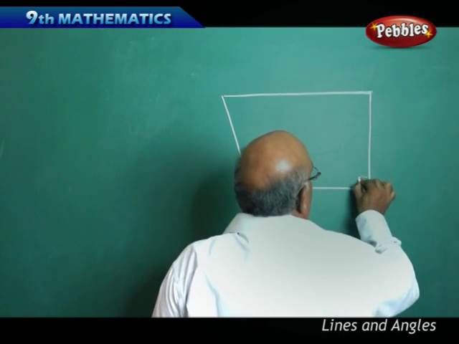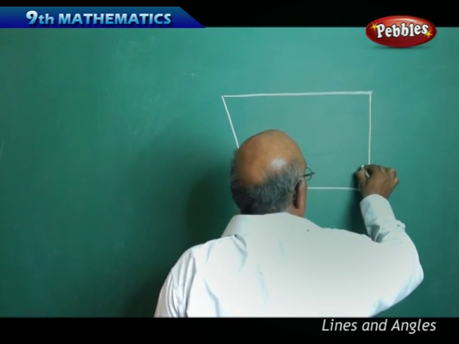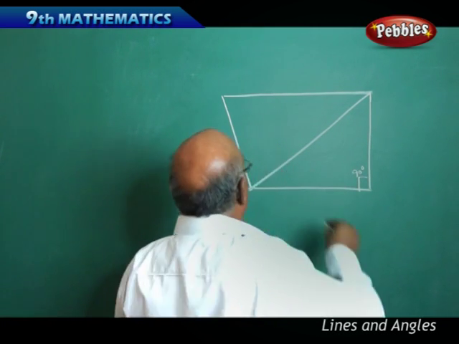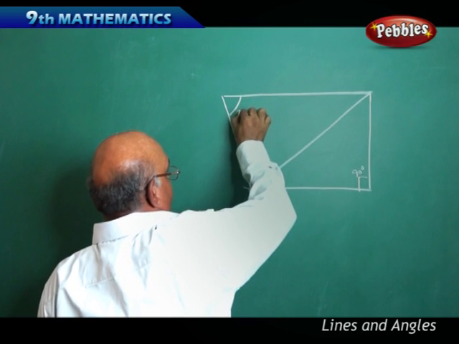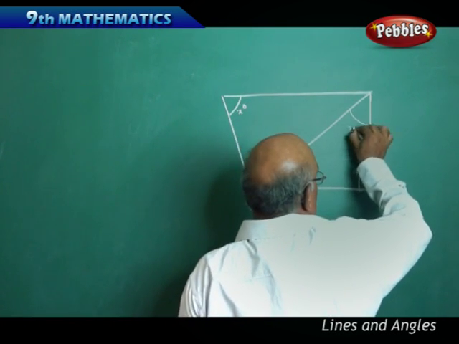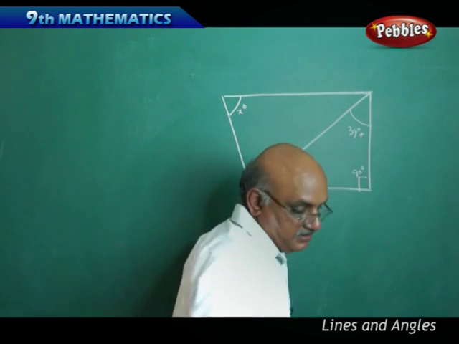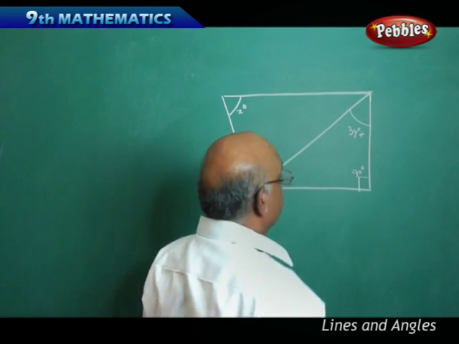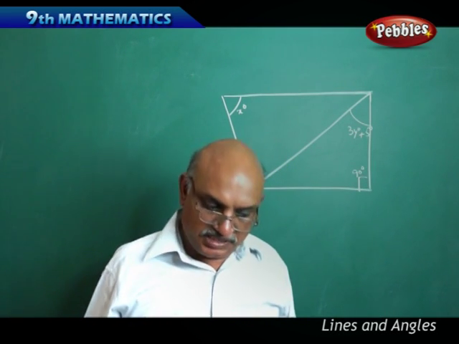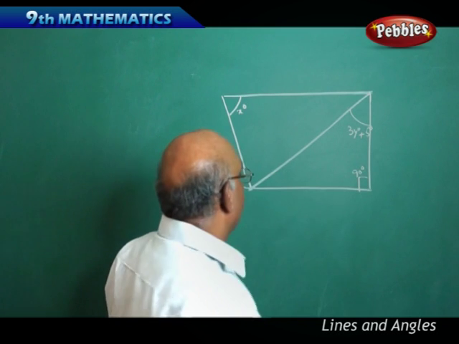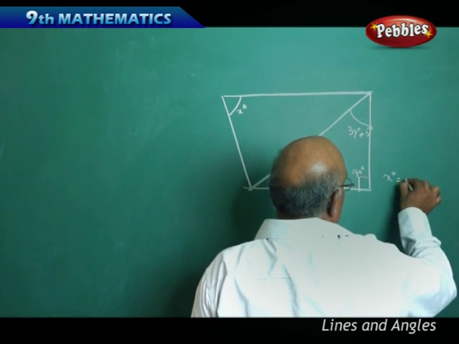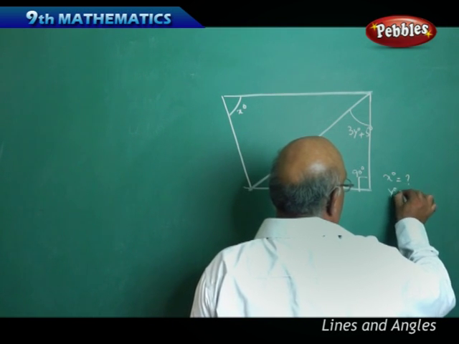This angle is equal to 90 degrees, and then this angle is x degrees, and this angle is equal to 3y degrees plus 5 degrees, which he had given. Now, our main interest is we want to find out x as well as y. Therefore, x degrees is equal to how much and y degrees is equal to how much?